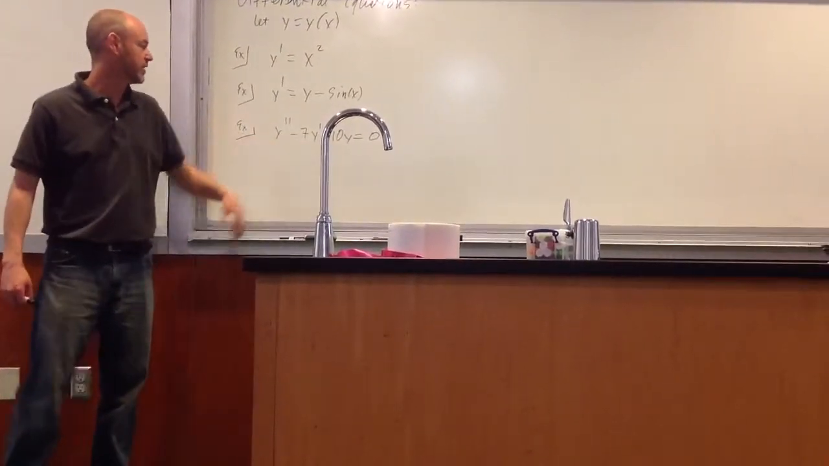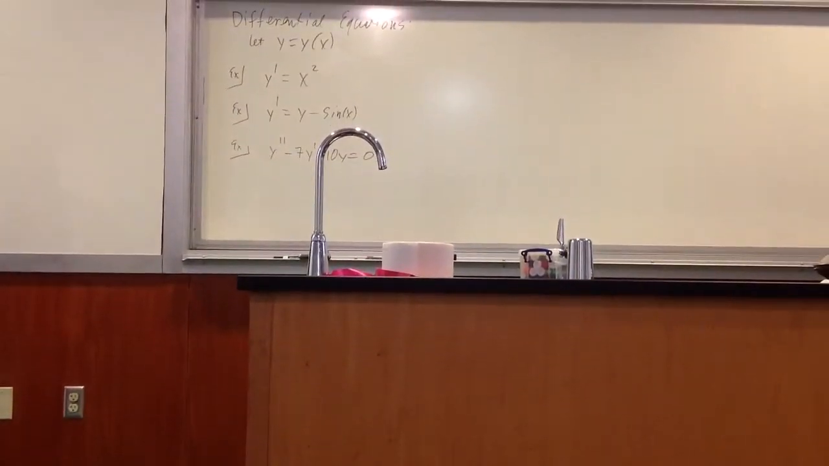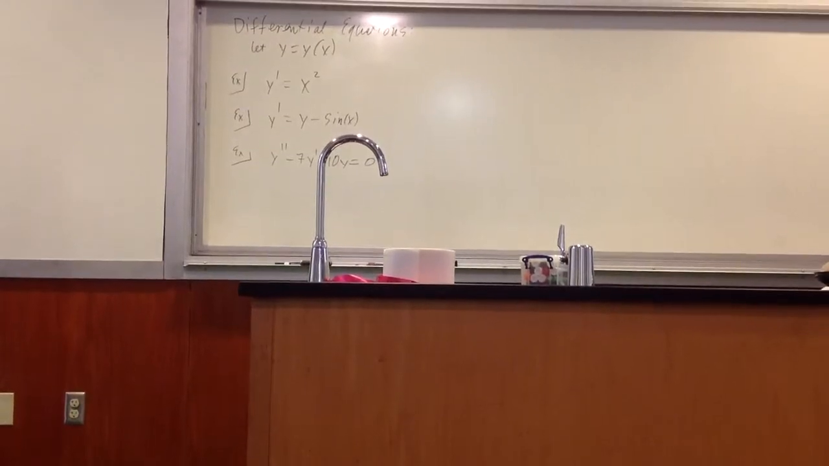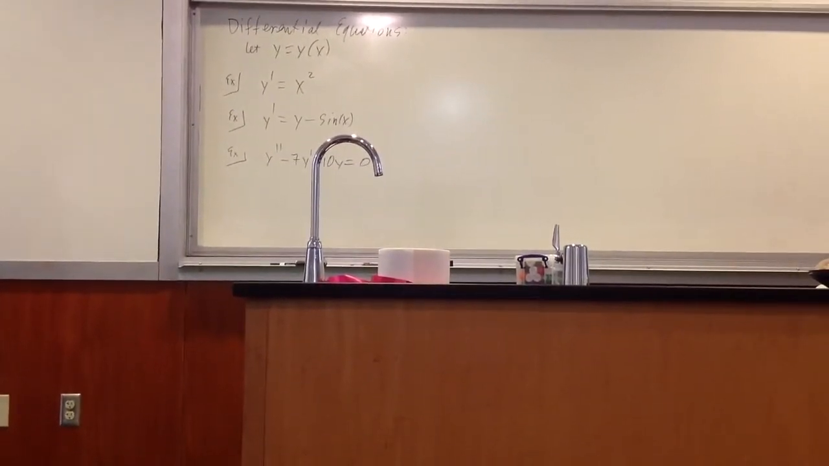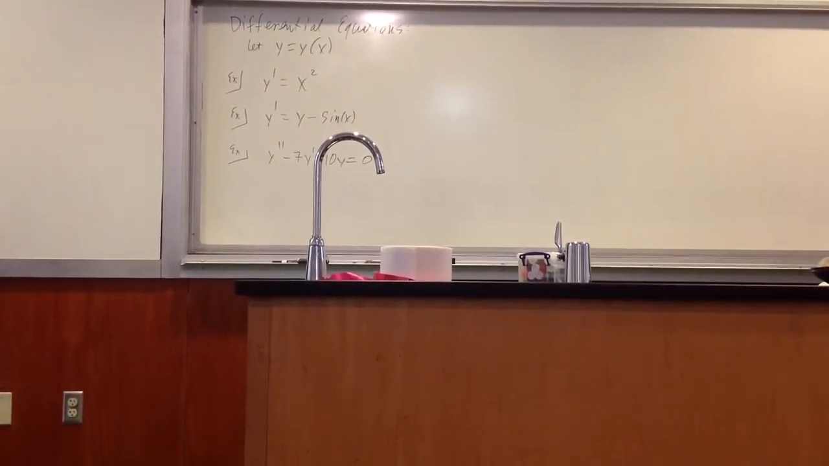y double prime minus 7y prime plus 10y equals 0. These are all forms of differential equations, yes? The first, where you said let y equal y of x, what does that have to do with these three? All of the y's that you see are functions of x. Sometimes they're functions of t, time.